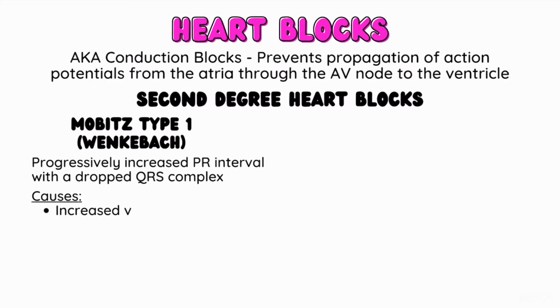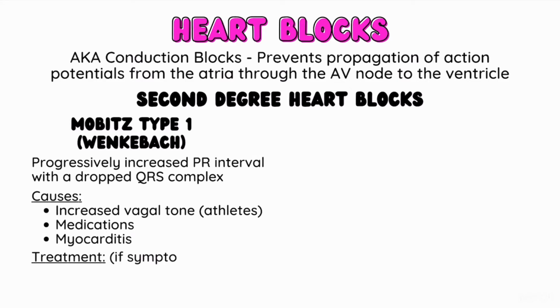Causes include increased vagal tone in athletes, medications, and myocarditis. Patients are generally asymptomatic and thus not treated. However, if patients are symptomatic, then atropine or a temporary pacemaker could be used for management.